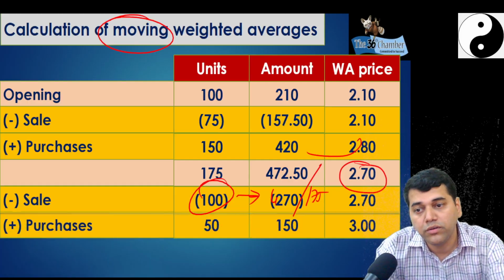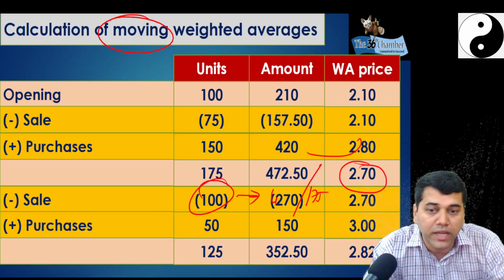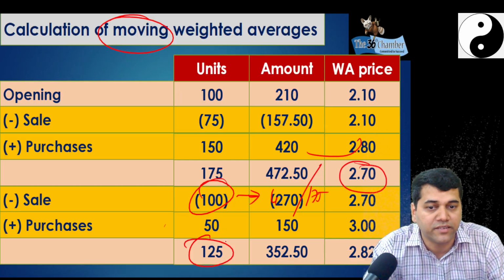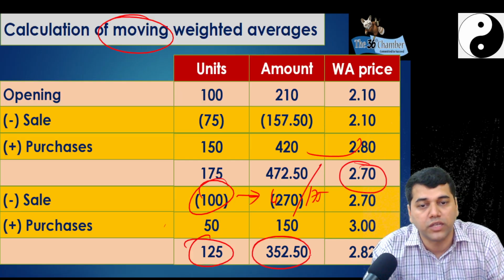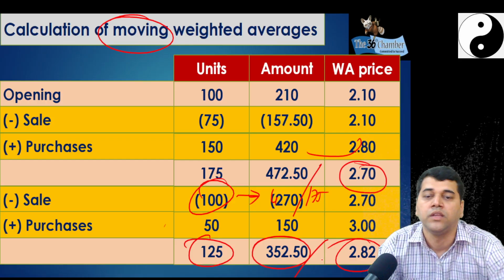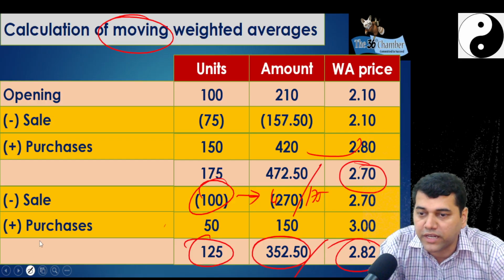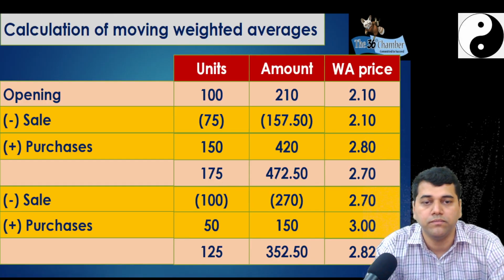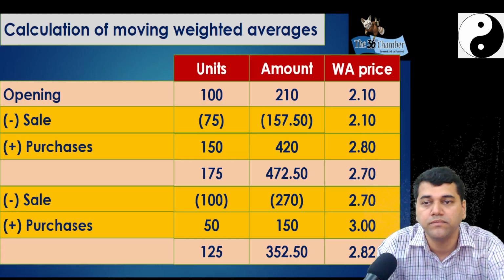Then again you do the purchase. This time again you calculate the moving weighted average. 125 is the net quantity, 352 is the total net cost. Divide this by 125, you get 2.8. Yes, students, you can pause the video and copy this. I hope you are clear. Yes, I'll proceed further.